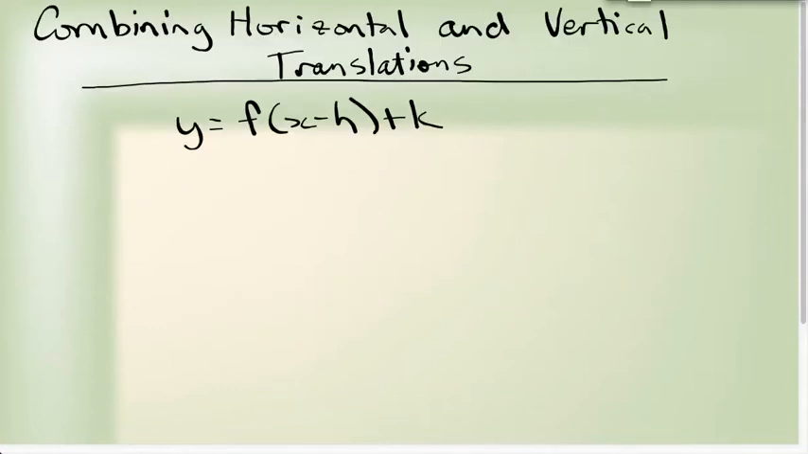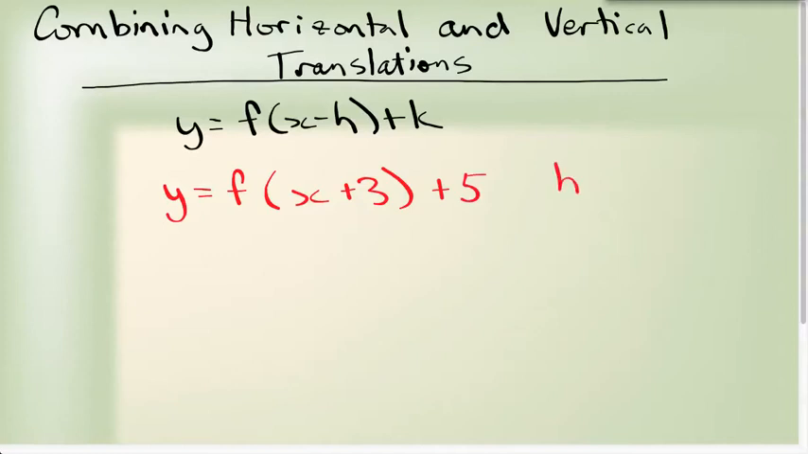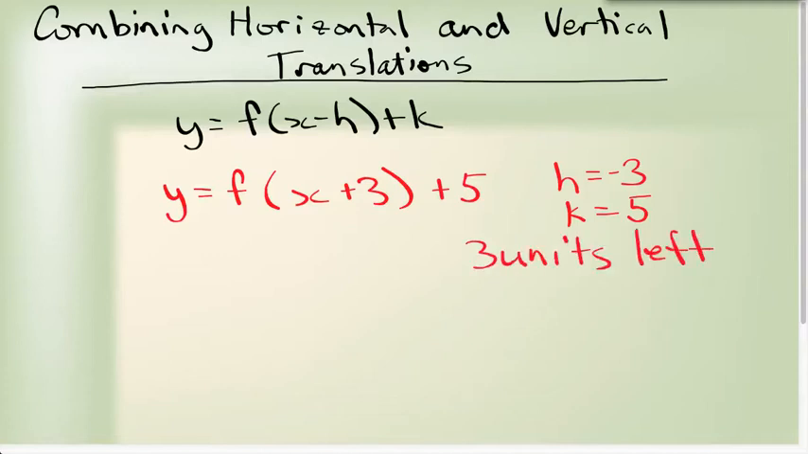We can even combine horizontal and vertical translations into one equation. It looks like the other two put together. We still have our h and k. h is still the opposite sign. So if I have an equation that looks like y equals f of (x plus 3) plus 5, in this case, my horizontal shift equals minus 3. Remember, it's the opposite sign. My vertical shift equals 5. So it moves 3 units left and 5 units up.